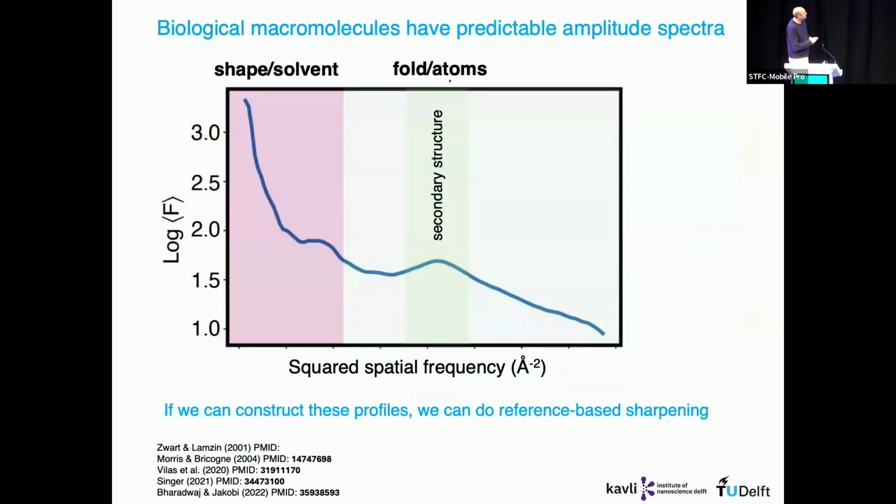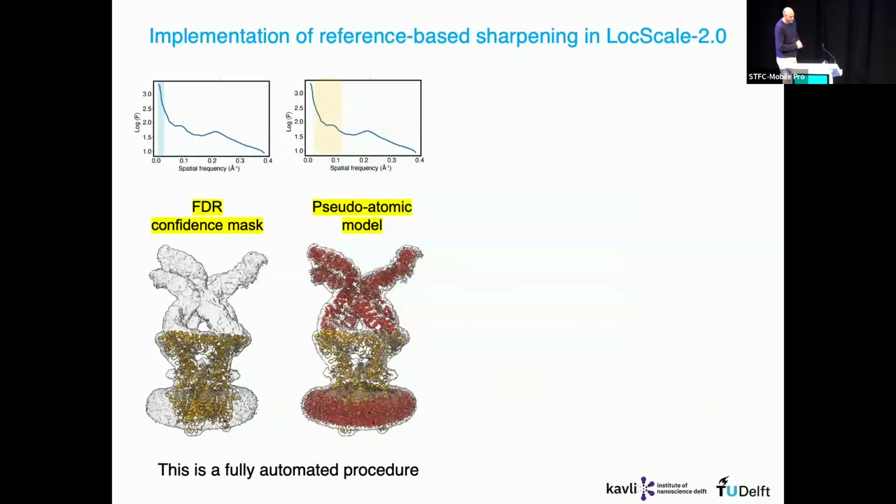And then at higher resolution, we get contributions from the individual atoms, and there are some bumps in that falloff that correspond to secondary structure, because secondary structure has certain repeats in real space that lead to an amplification of the amplitude at the corresponding spatial frequencies in reciprocal space. So the core idea of what we try to do in LocScale2 is to estimate that radial structure factor.